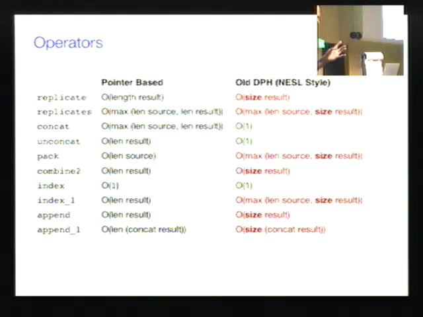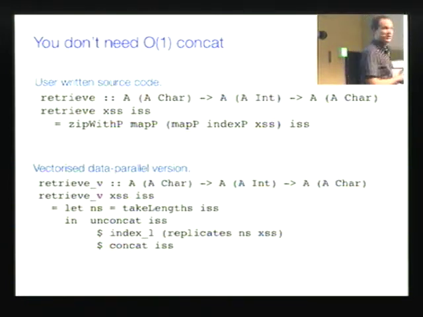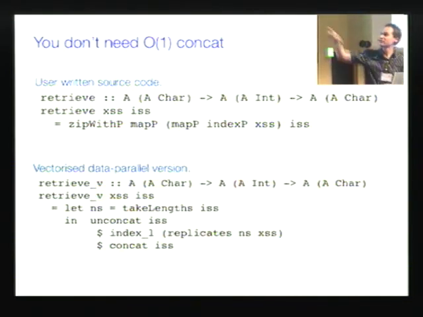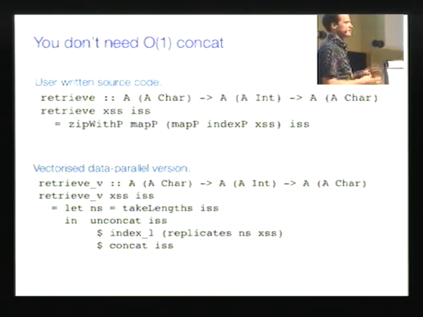Unfortunately, it turns out that you don't actually need that when you compile vectorized code, because it turns out in the vectorized program, so here's the vectorized version of my example function. Every time we use concat and unconcat, we will also use another function, for instance, index L is lifted indexing, which has a higher complexity. So if index L is linear in the length of the result of concat, then concat doesn't need to be constant time because we only care about the complexity of the whole vectorized program.